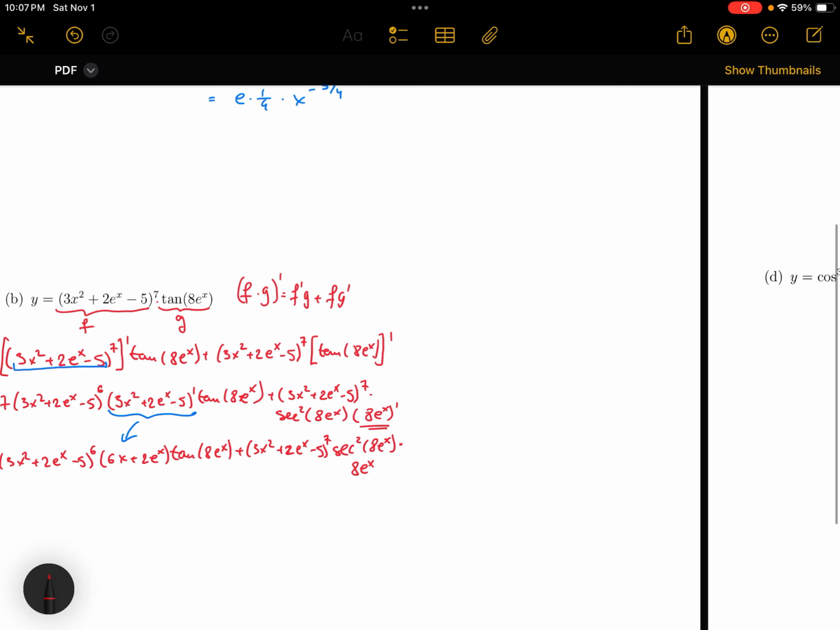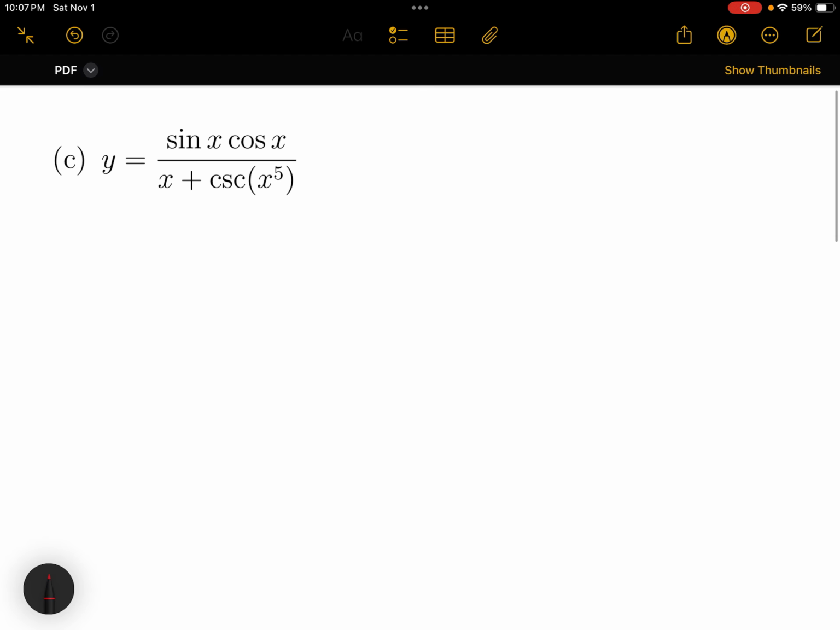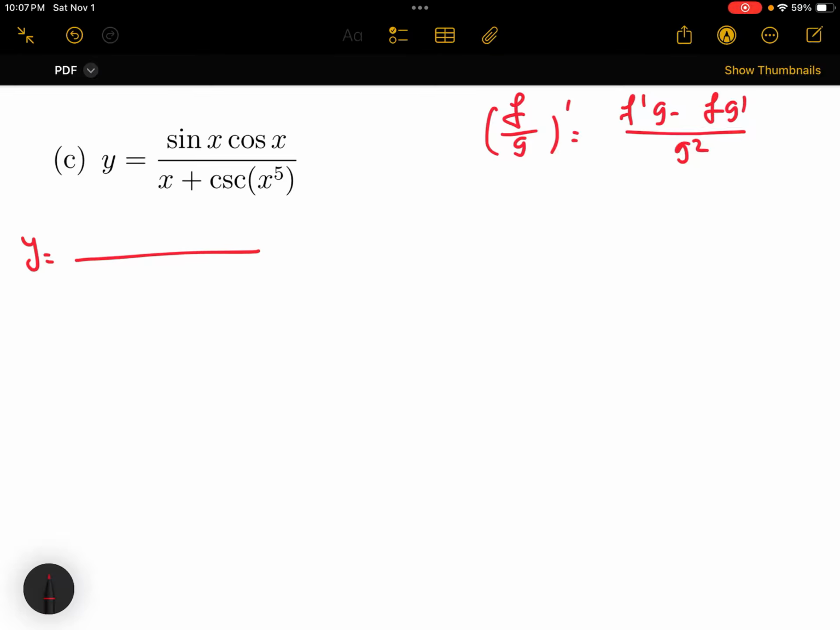Moving on to part C. In part C, we just have the quotient rule. The derivative of f over g, prime, is f prime g minus f g prime over g squared. And as I have said in class, simply square the denominator and leave it as such. x plus cosecant of x to the power 5, the whole thing squared. And now let's set up the quotient rule.